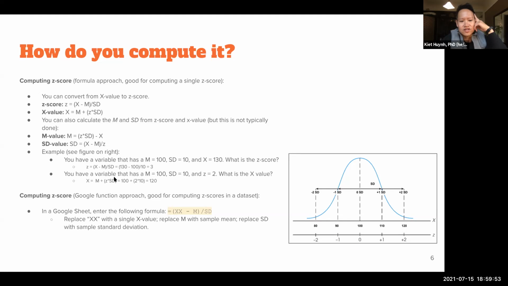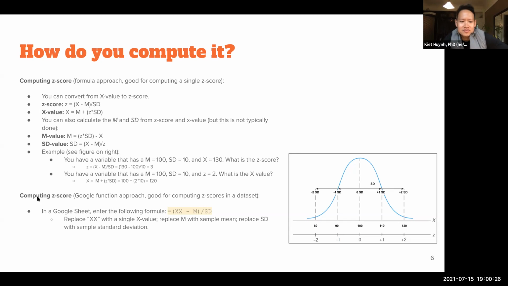And just to see how it applies to this histogram, if the mean is 100, the standard deviation is 10, and you have a Z-score of 2, what is the X value? You look here, you go up and down the line. An X value with a Z-score of 2, meaning two standard deviations, has to be 120. So you see here, the value is 120.